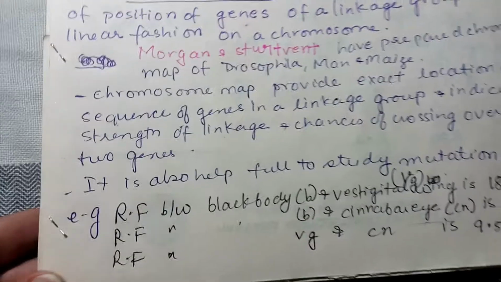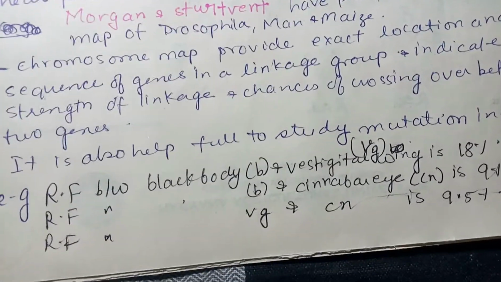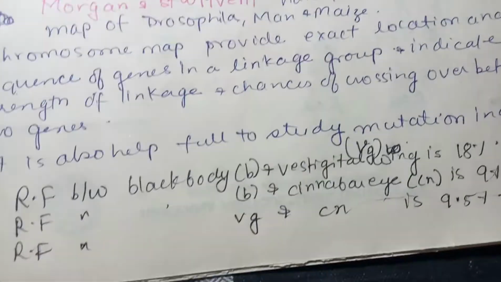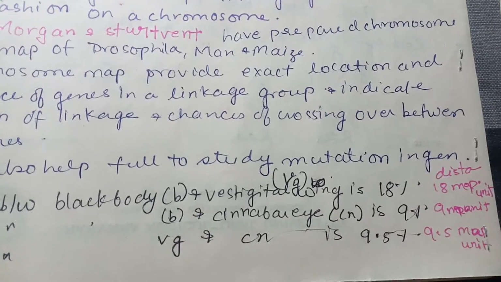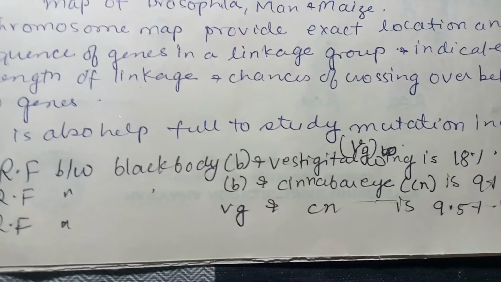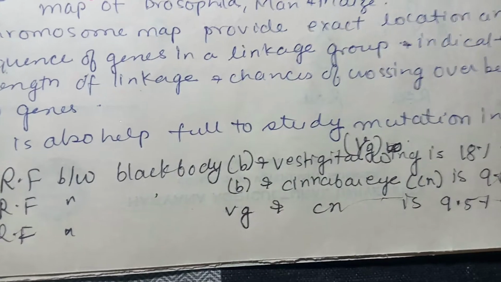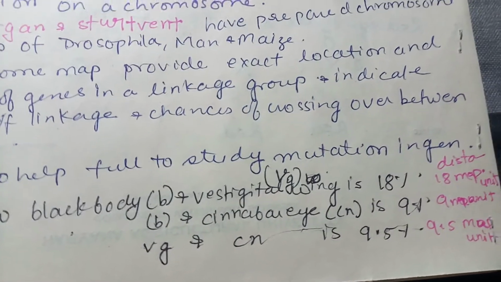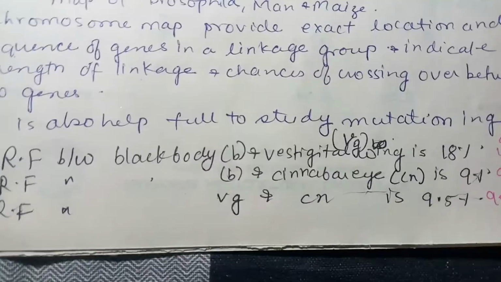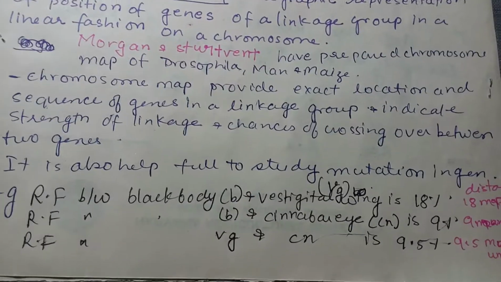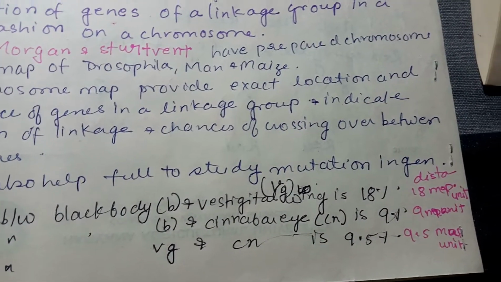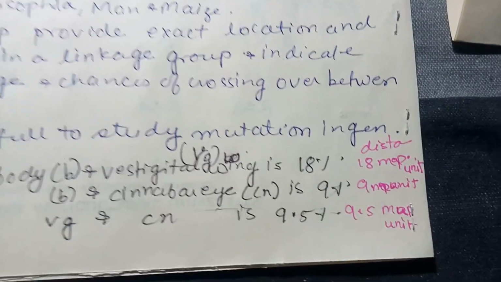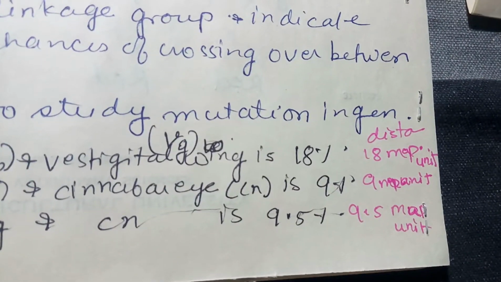So here is one example to explain it. Now, the recombination frequency between black body and vestigial wing is 18%. Recombination frequency between black body and cinnabar eye is 9%, and recombination frequency between vestigial wing and cinnabar is 9.5%. If you look at the distance in map units, it will be 18, 9 and 9.5 map units.